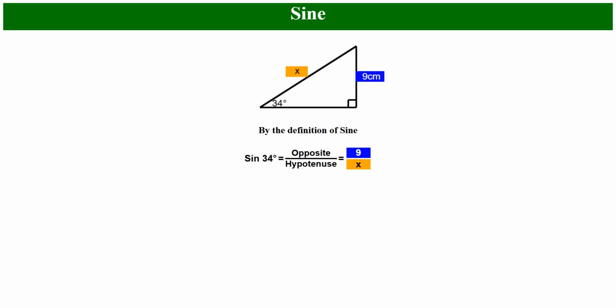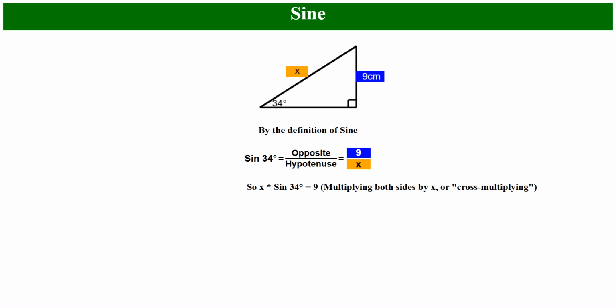So how do we find x now? Well, here we need to multiply both sides by x to clear away the fraction. Or we can say cross multiply. And we get x multiplied by sine 34 degrees is equal to 9.